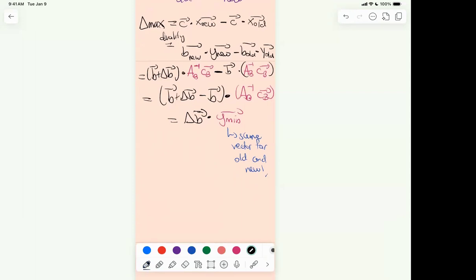So what you end up with is that the change in the maximum value, how much your max changes, is a dot product between the change in the perturbation that you made and the vector that minimizes the two.